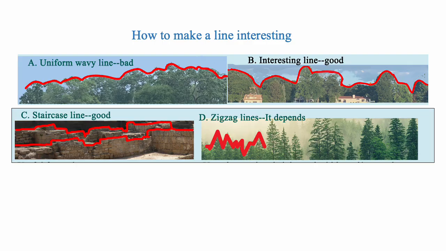Let me show you how to make some interesting lines. So in the first one, we have a uniform wavy line where there are shallow indentations and protrusions like treetops or rolling hills. So this is a rather boring line. Instead, try a roller coaster effect where it has deep dips and prominent rises.